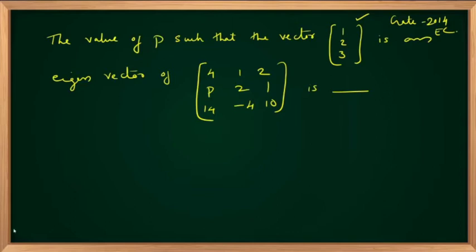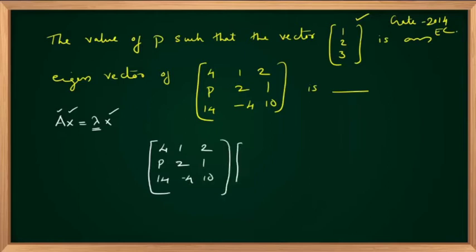This is pretty simple. Once you are given an eigenvector, it must obey Ax equals lambda x. We don't know the value of lambda, but that's okay. We have most of the values of A, and all the values of x are given. So this side is also almost given. So what happens if I multiply this particular matrix 4, 1, 2; P, 2, 1; 14, minus 4, 10 with this particular vector? That is my first knowledge. This is the only thing I know.